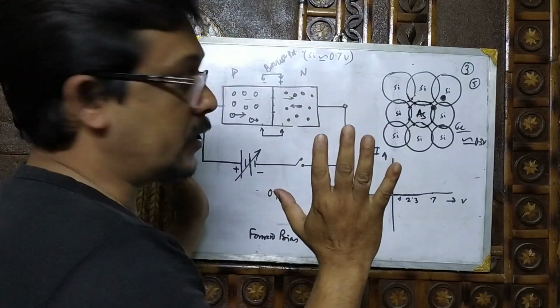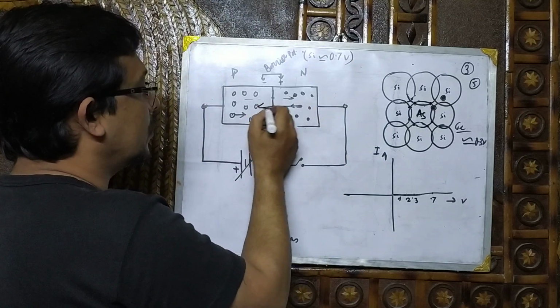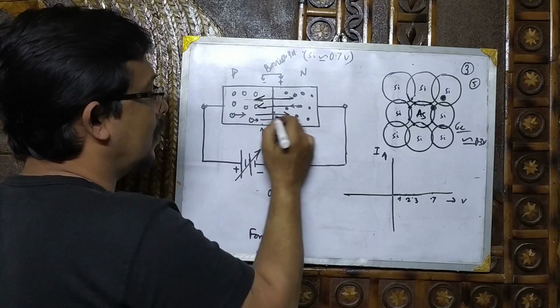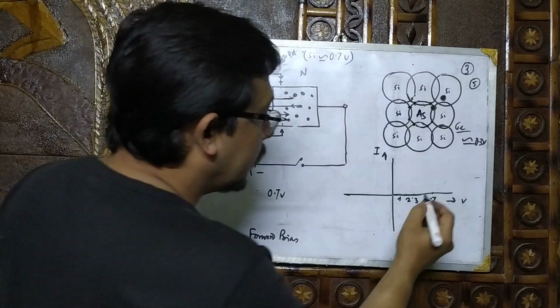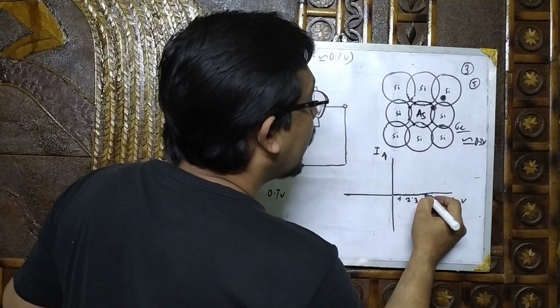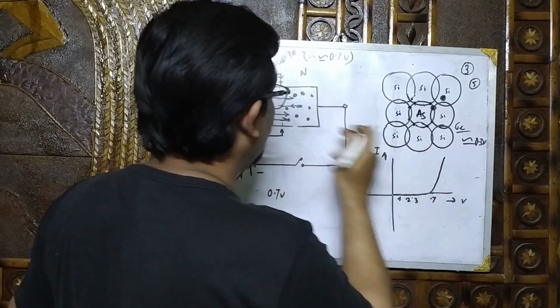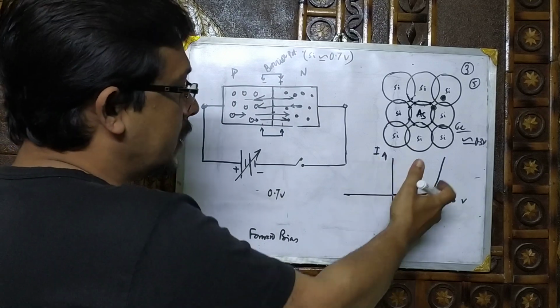So depletion layer will vanish. When the depletion layer vanishes, now electrons can easily pass from this direction to this direction. In the same way holes can move along this direction. Now the passage is clear. That means we get a huge current. So at 0.7 volt the current starts coming, and it will increase gradually and move very fast because now there is no obstruction.